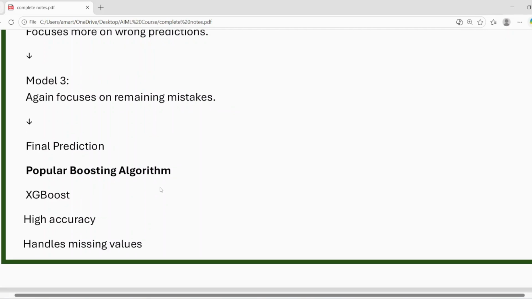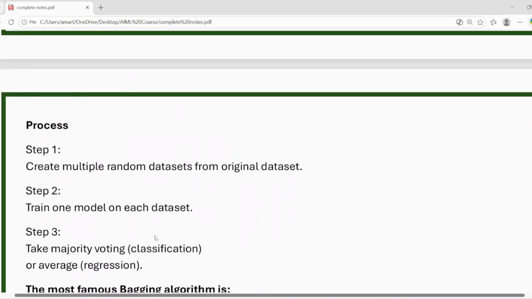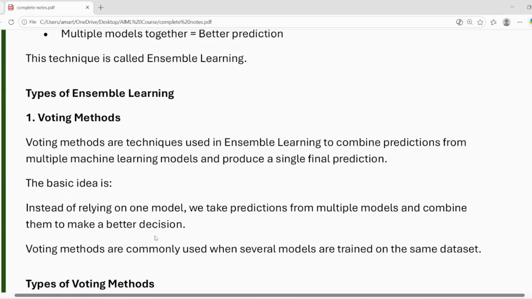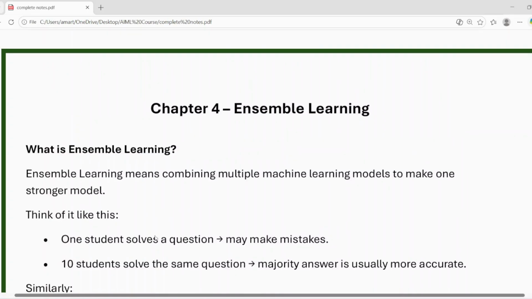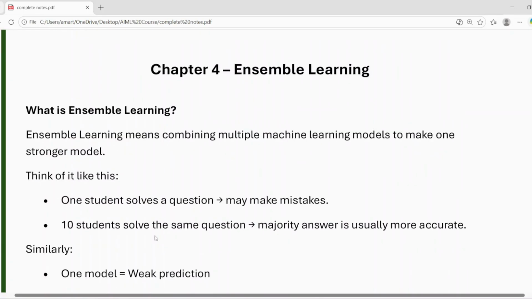And the most popular boosting algorithm is XGBoost because it gives high accuracy and it basically handles missing values by itself. Okay. So that's all about ensemble learning and its types. We will discuss the different types of ensemble learning in the next video, how we can perform them practically. So we will discuss those types in the next video.